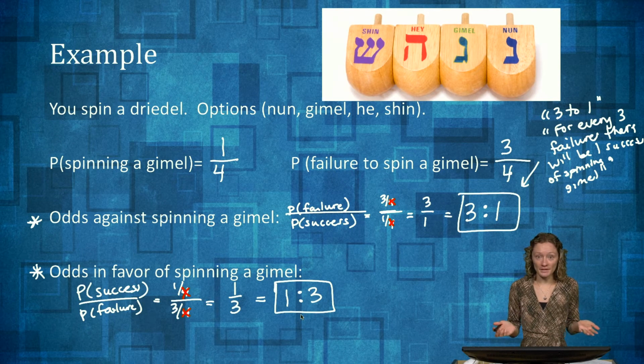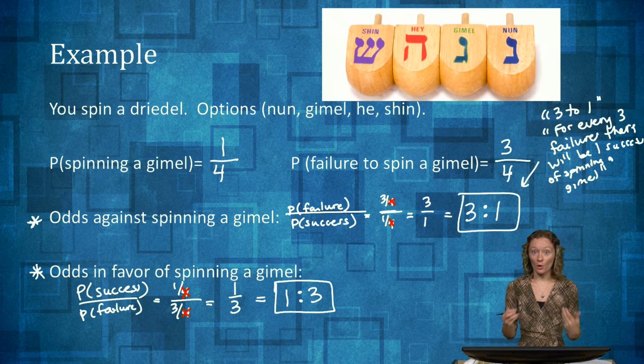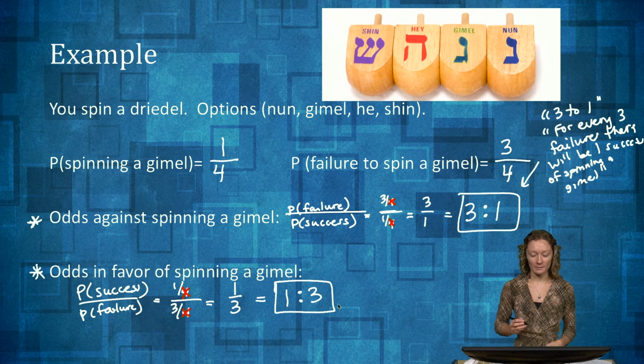It's just a matter of choice on why someone would pick odds against or odds in favor as their presentation, but you will be asked specifically for one or the other. Or if it's both, then you know you can find one and flip it to have the other one.